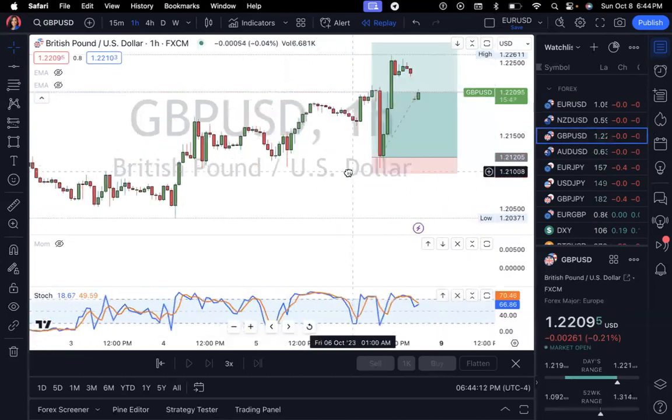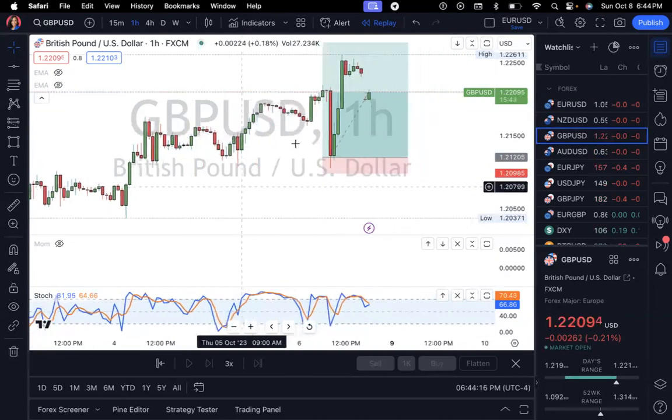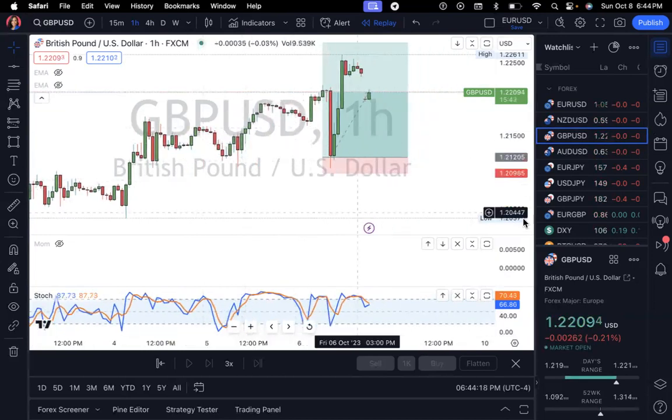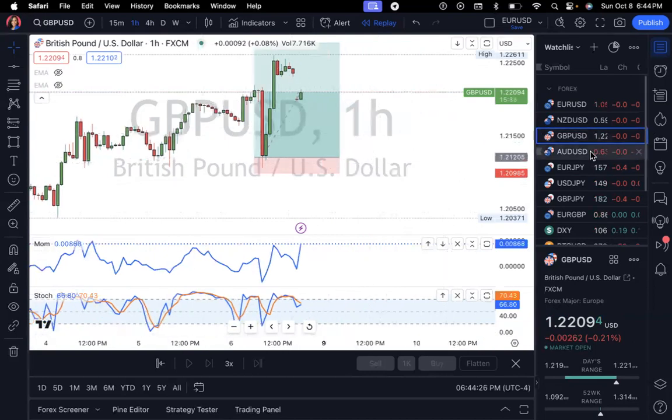GBP USD, it's been mainly going up. I see more green candles than red candles. We can look at our indicators. I see my stochastic is still facing up, right? Turn on your momentum, it's facing up and positive, right?